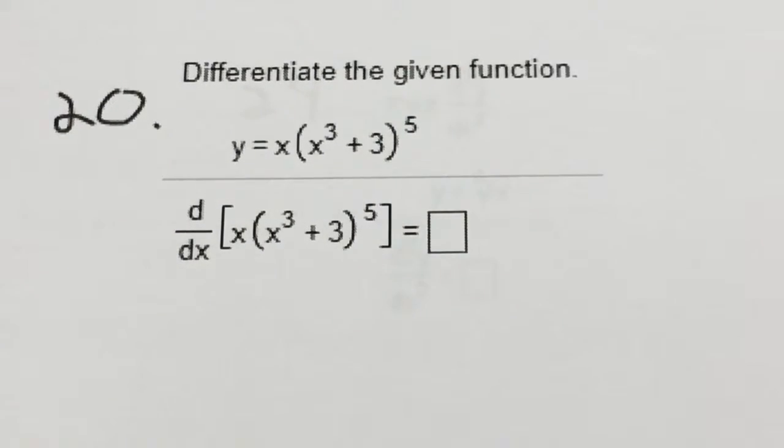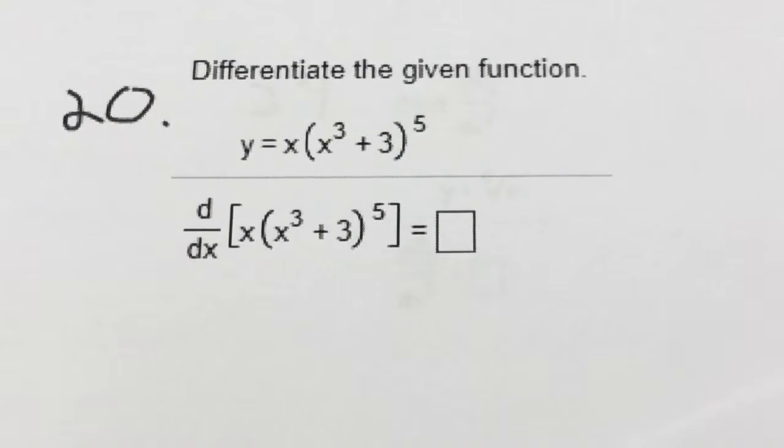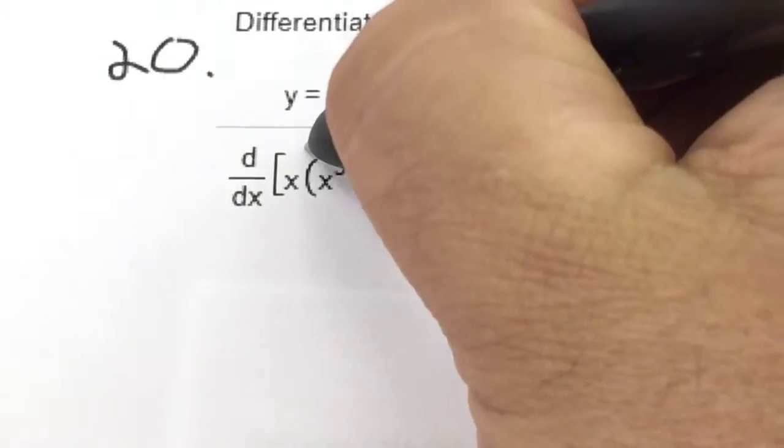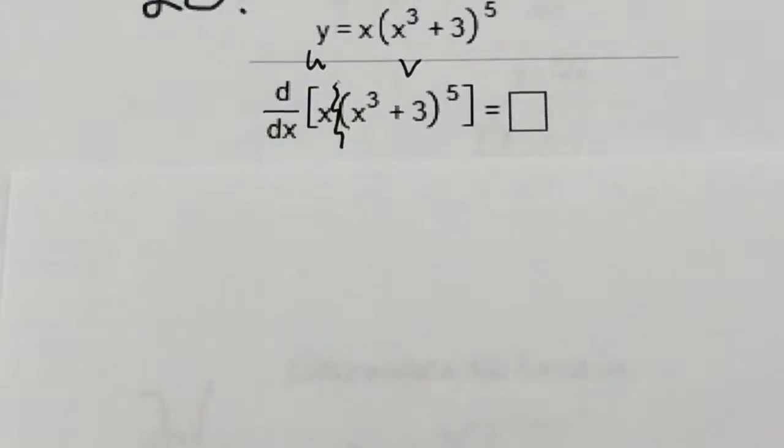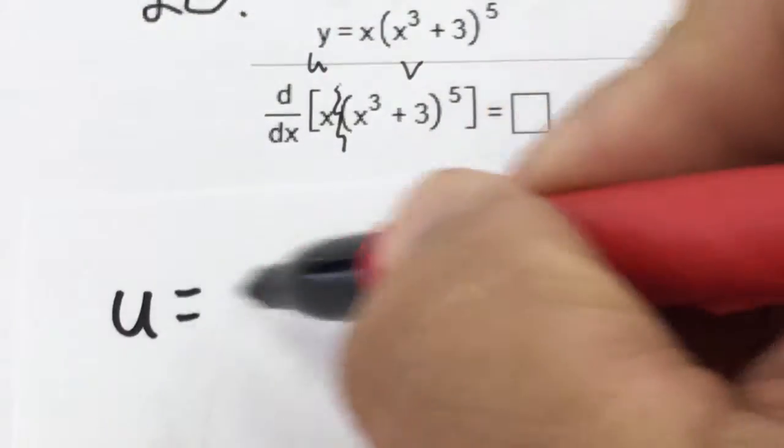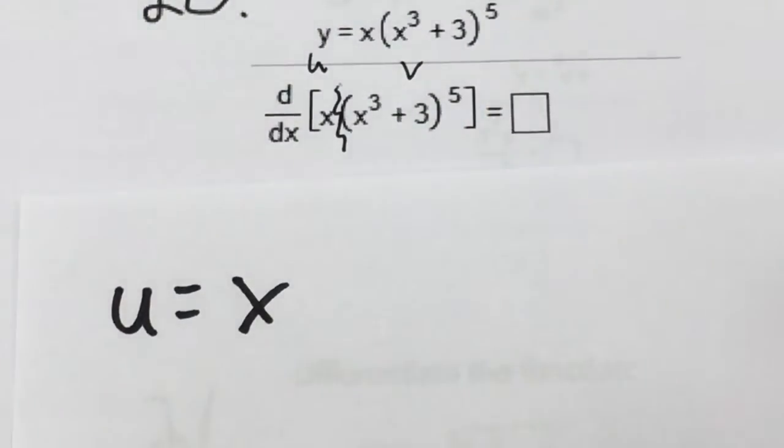Number 20 is going to be a product rule. I'm going to crack it down the middle like an egg, and I'm going to label the front term U and the back term V. So it's going to be a product rule with a nested chain rule. My U value equals X. My V value equals the quantity X cubed plus 3 to the 5th.